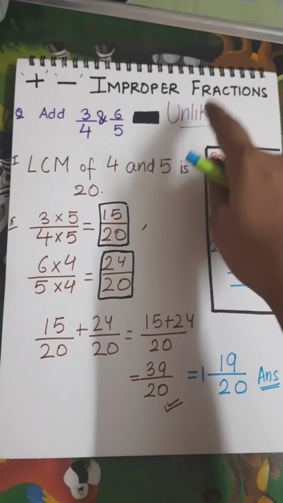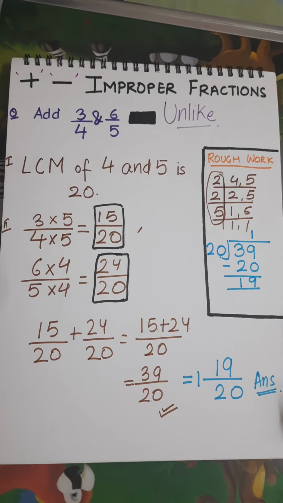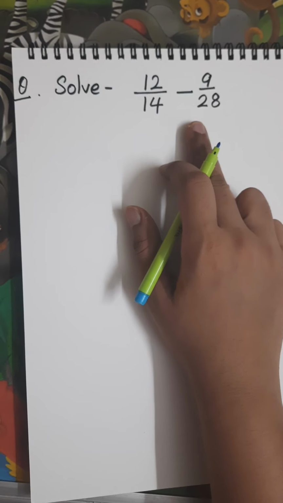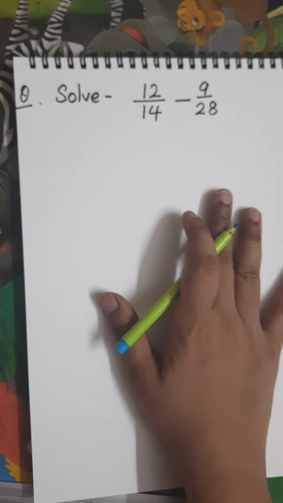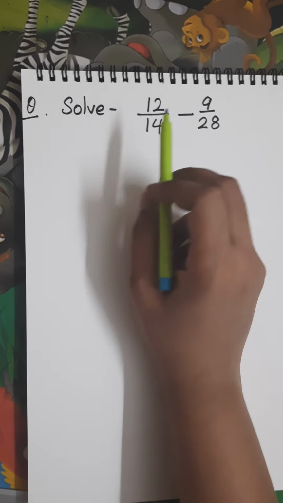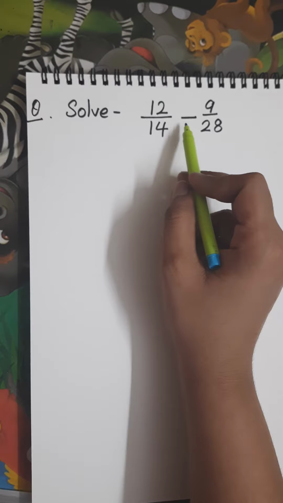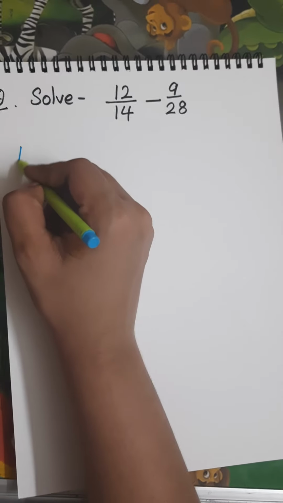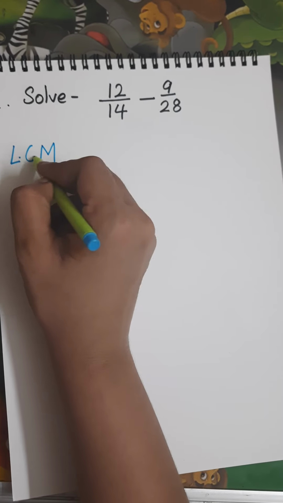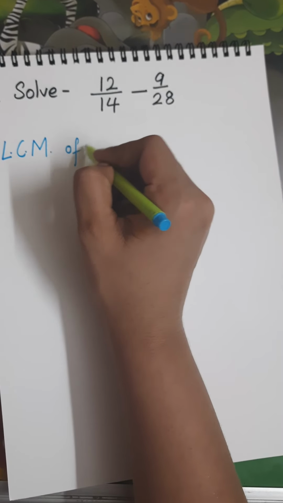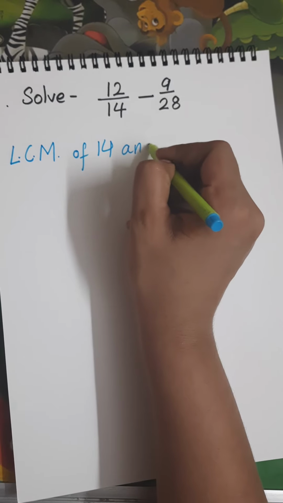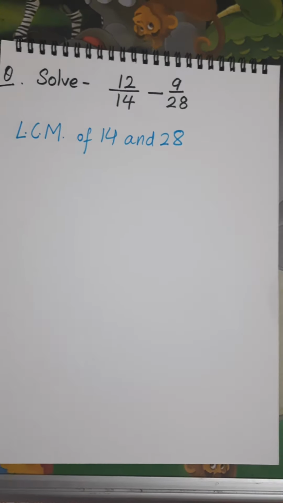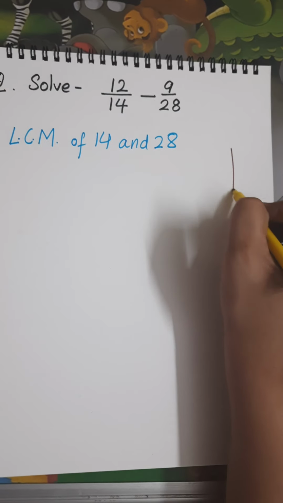unlike fractions. Now let us understand the subtraction part. So now for subtraction, we have this question with us, right? Remember kids, there is no difference in the steps, whether we are adding or subtracting. The first thing is what? When we have unlike fractions, the first thing is that we take out the least common multiple of our denominators, that is 14 and 28, right? So on one side, we are going to take out the LCM.